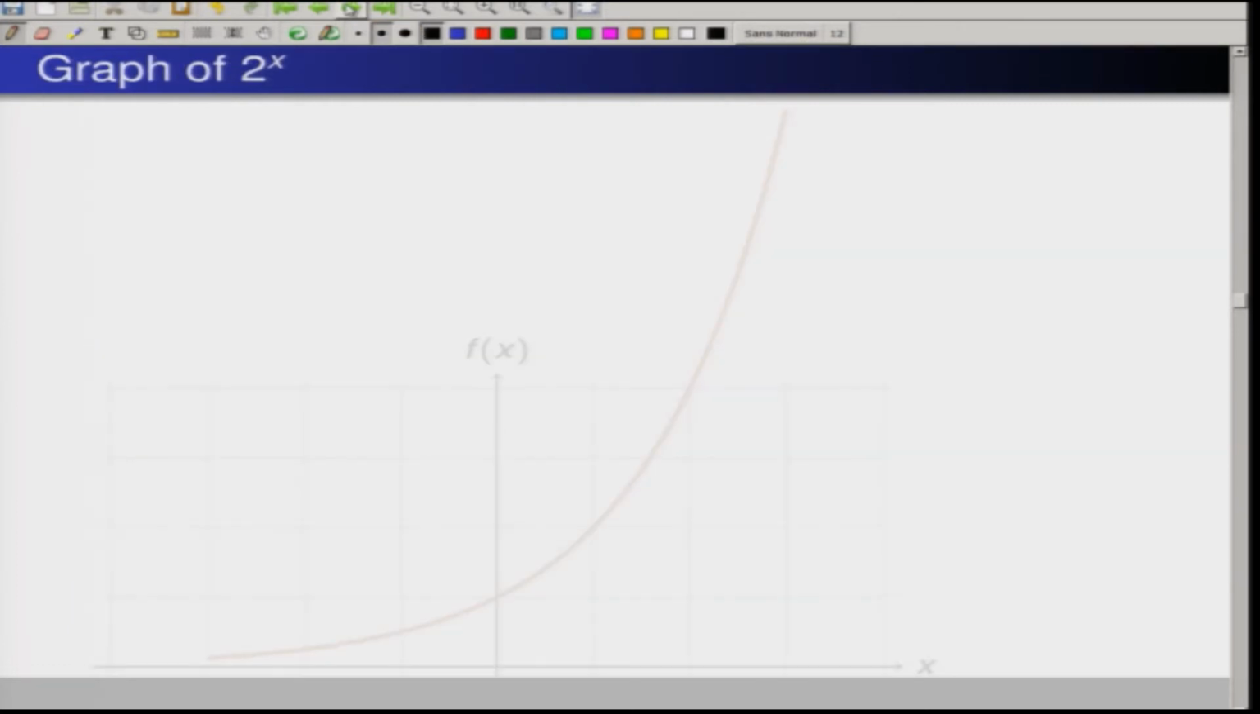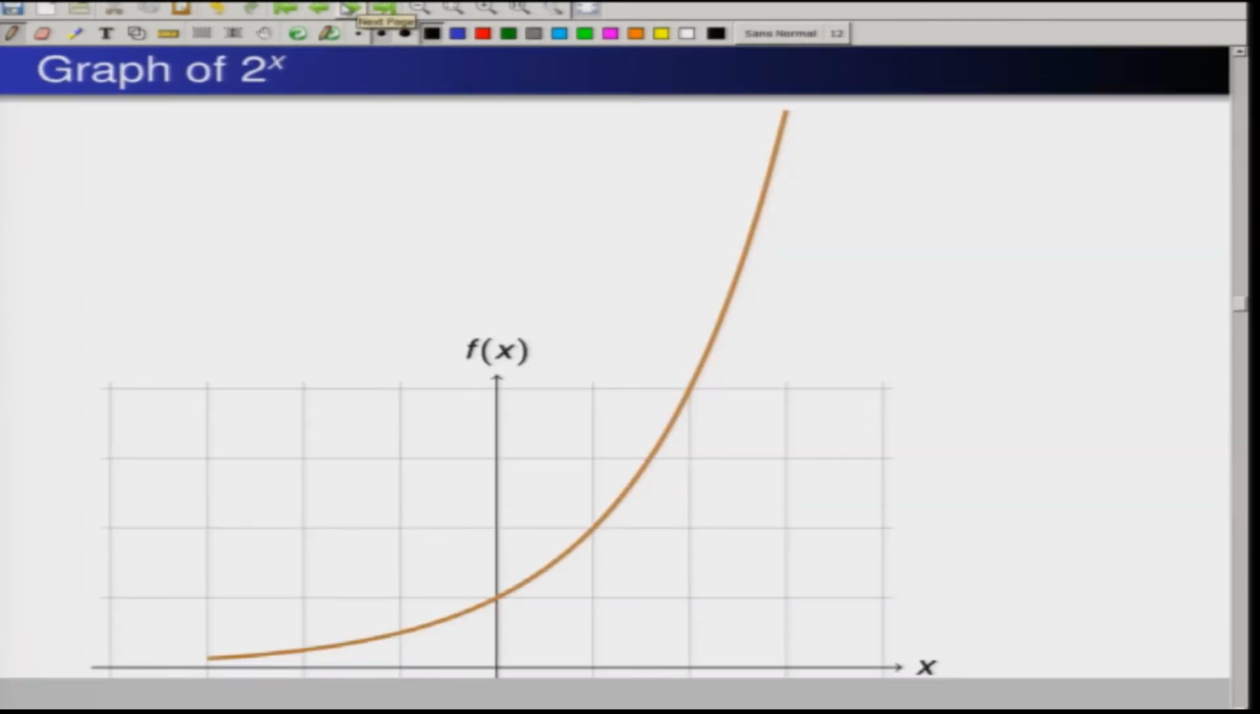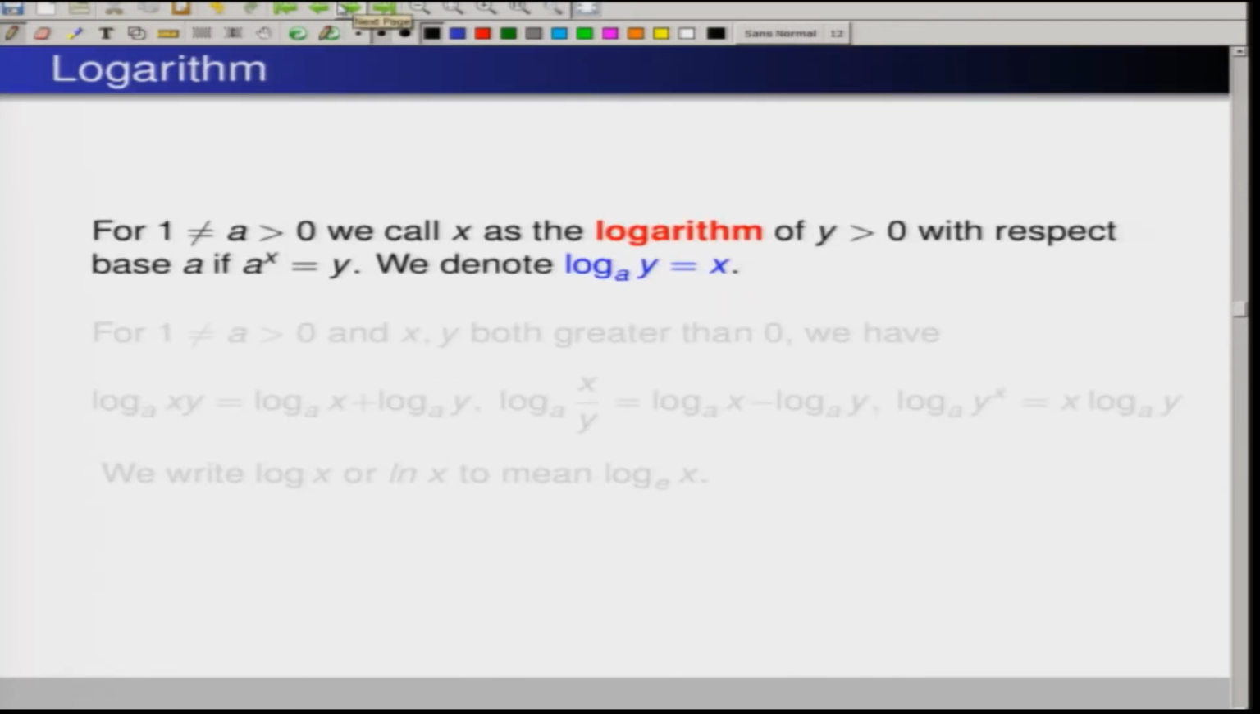Now, 2 to the power x, if I want to draw the graph, you can see that it will go like this. This will always be a positive number, 2 to the power x will always be greater than 0, and then it grows exponentially. So, this is the graph of 2 to the power x.